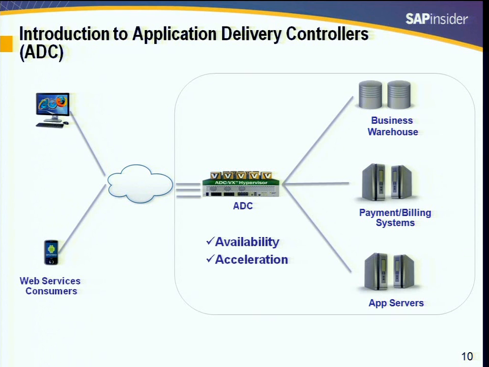Acceleration: now it's sitting in front of those backend services. The job of the ADC in this context is, if the user request doesn't need to go to the application server, don't send it there. There are some techniques used to do that. Caching and compression are some of the key functional areas addressed by the ADC. Performance is improved by using compression, which reduces the amount of data that's sent back to the consumer. We'll go into more detail on that.